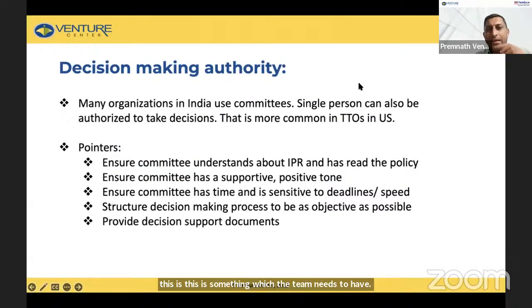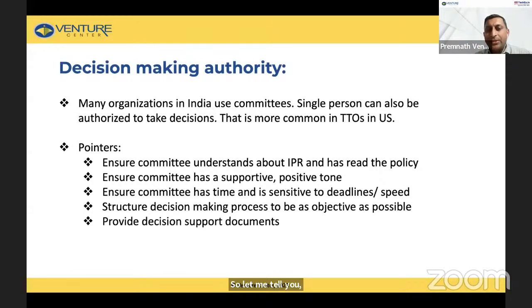As far as the decision-making authority is concerned, many organizations in India use committees, right? But you can have a single person also authorized to take decisions. And if you can create the right empowerment structure, somebody can do it. It can be faster, but it may or may not be suitable for every organization. You may need to figure that out depending upon each organization. Now, a committee can sometimes be very helpful, and sometimes be a bottleneck. So let me tell you a few pointers there.